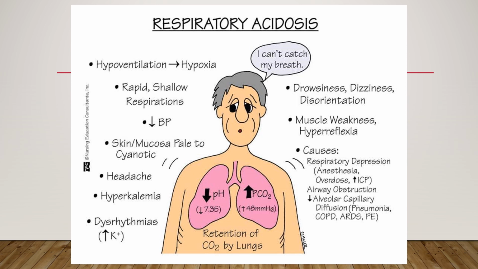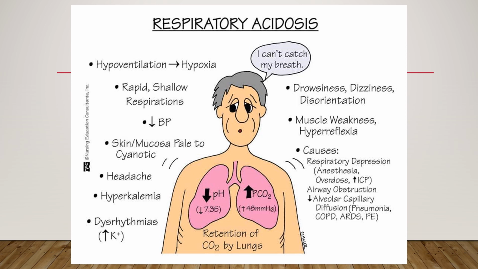Respiratory acidosis occurs when there's retention of carbon dioxide by the lungs. And so we have a decreased ventilation, which results in decreased oxygen in the blood, and patients will demonstrate rapid, shallow respirations. And this is more commonly going to occur in our patients with COPD who have that airway obstruction with a decreased alveolar capillary diffusion, and that's where the CO2 is being retained.